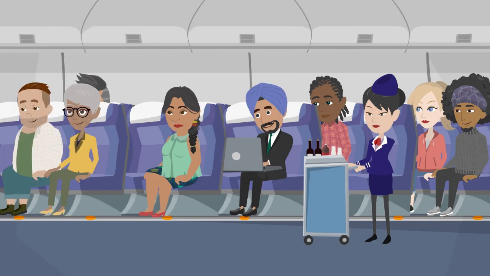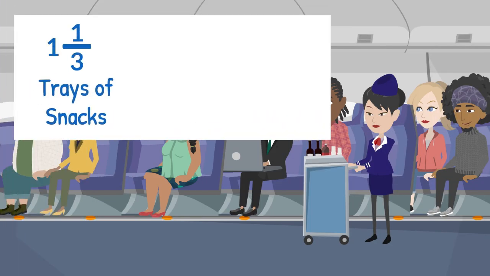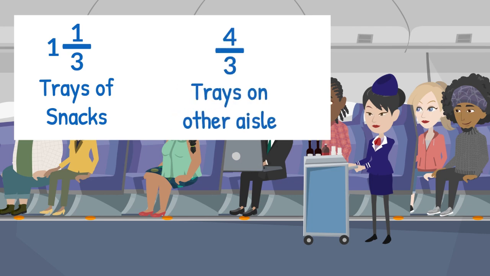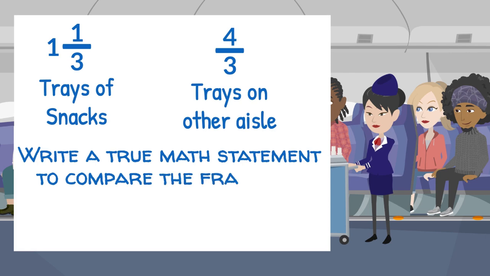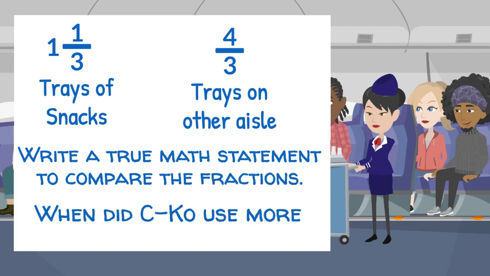Seiko, a flight attendant, used 1 1/3 trays of snacks on one aisle. She used 4/3 trays on the other aisle. Write a true math statement to compare the fractions. When did Seiko use more snacks?